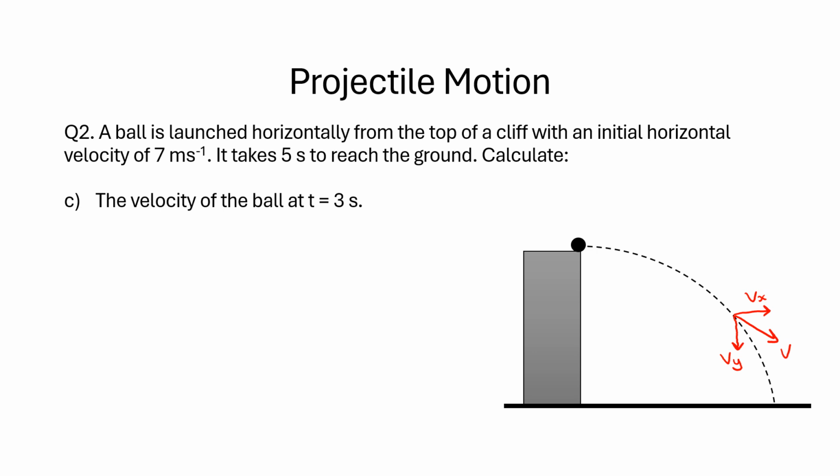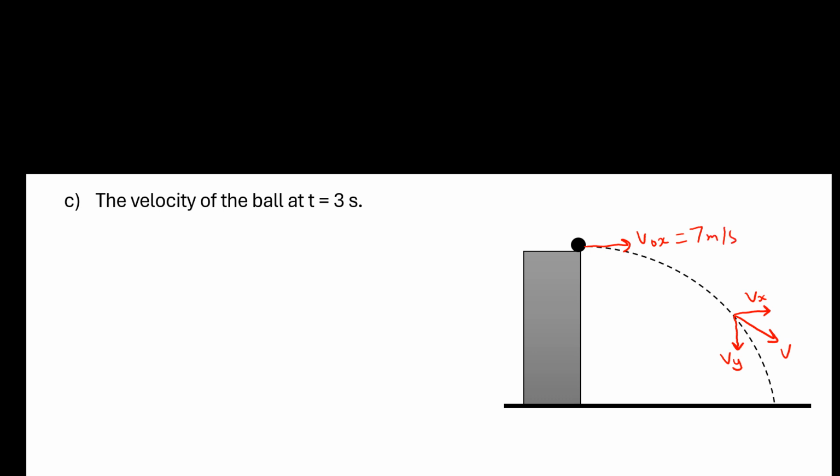So what is Vx? Remember we said the velocity in the x direction is the same, and since we know v naught x is equal to 7 meters per second, therefore Vx at 3 seconds also equals 7 meters per second. So now we know at 3 seconds Vx is equal to 7 meters per second, and we know the direction. In this case, the direction of Vx is to the right.